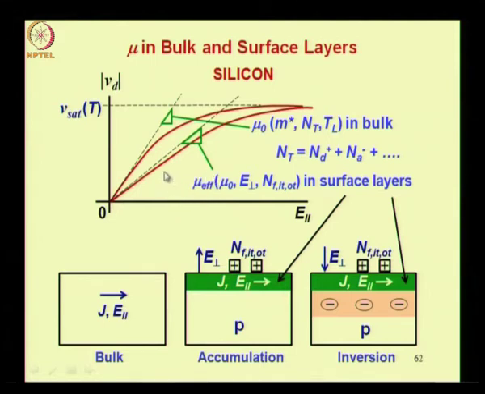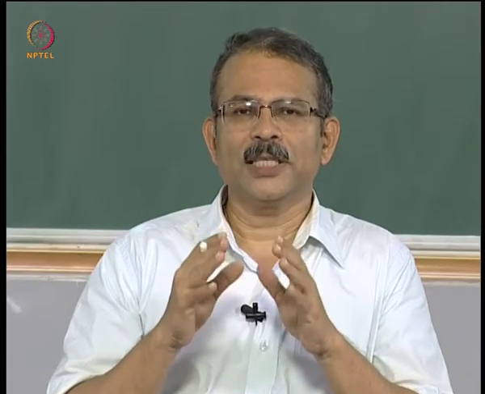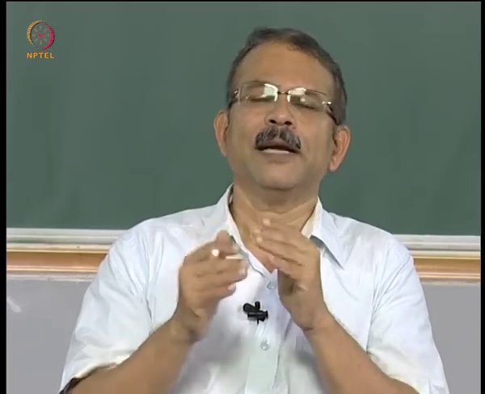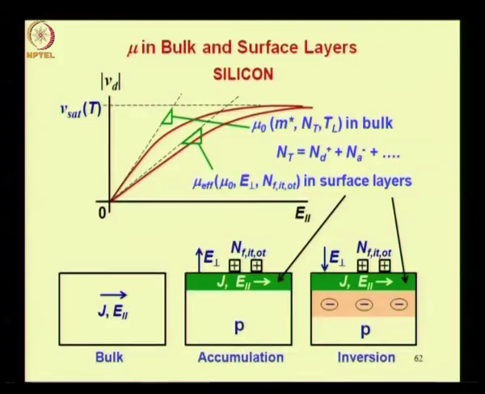The mobility under low parallel electric field conditions in the presence of a perpendicular electric field is called the effective mobility. So please note that mu effective, this symbol, would apply to conditions, namely a low value of parallel electric field and the presence of a perpendicular electric field. So it is the initial slope of the velocity field curve, or slope of the velocity field curve at low parallel electric fields in the presence of a perpendicular electric field.